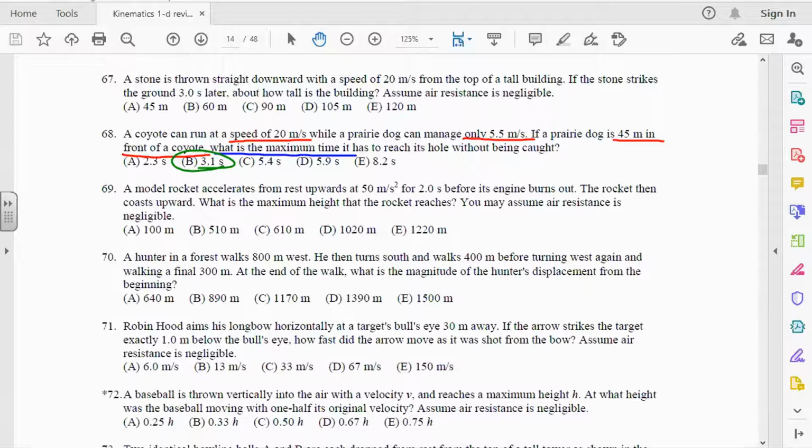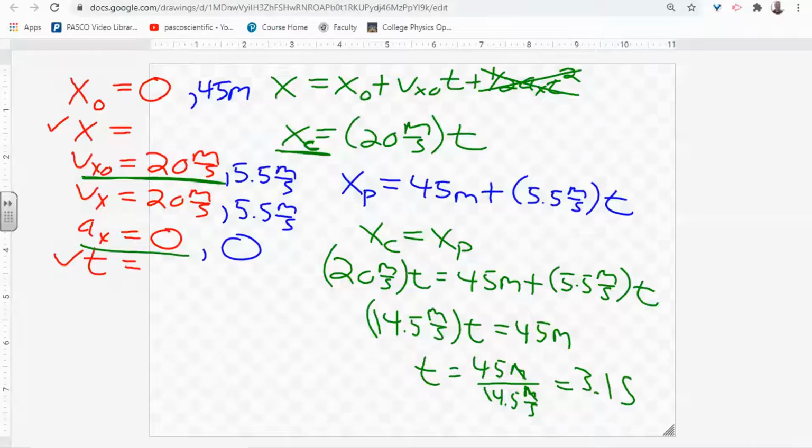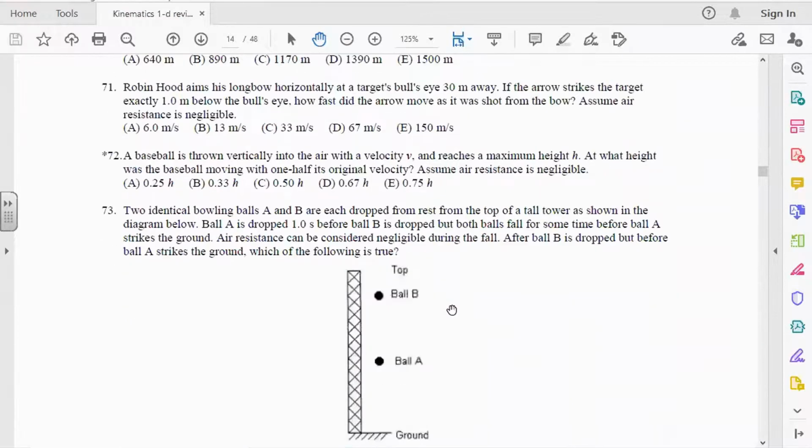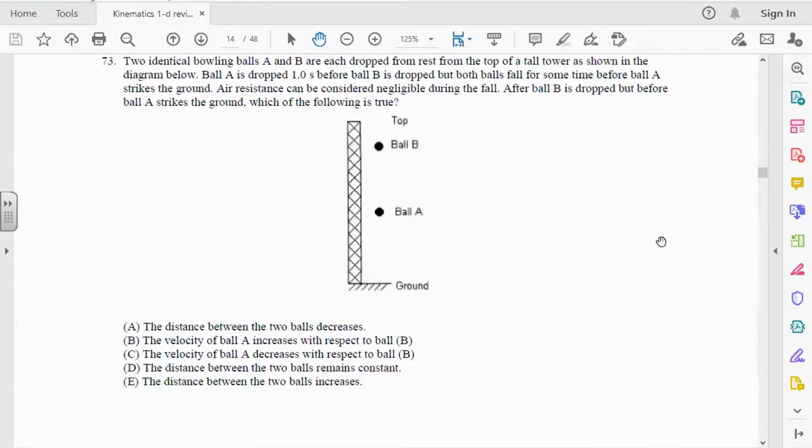All right, questions on the prairie dog question? Everybody's good with that one? It's now the third time we've seen that type of question. So I'm going to go ahead and clear these out. All right, next question I have is number 73. So if you're following along at home, number 73.